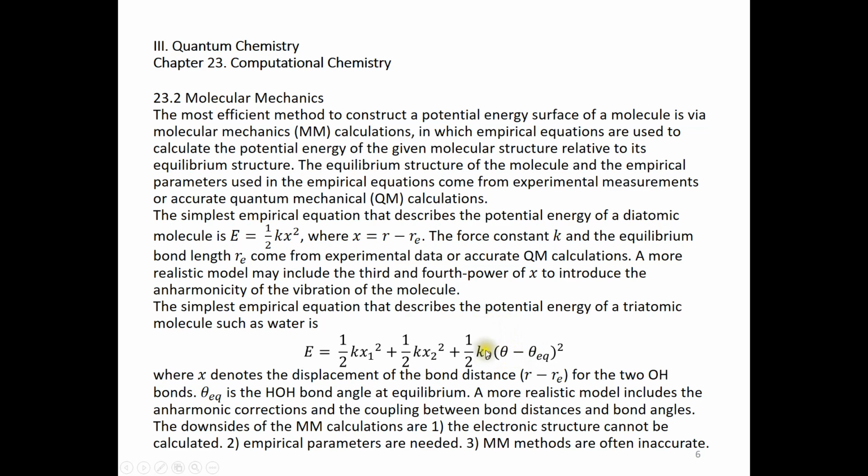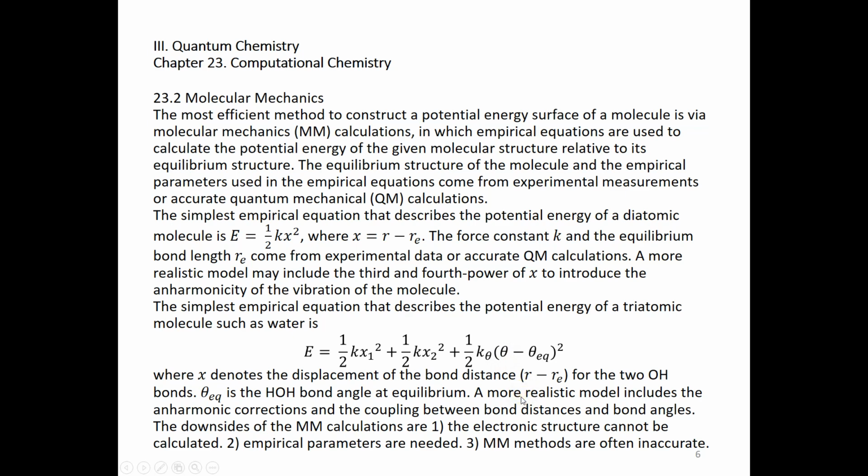And we can obtain the values of k_theta and k either from experiments or from high-level quantum mechanical calculations. Again, x denotes the displacement of the bond distance, which is the actual bond distance minus the equilibrium bond distance. Theta_eq is the equilibrium bond angle. And this equation is used to describe harmonic oscillations, both bond stretching and bond angle changing or bending motion.